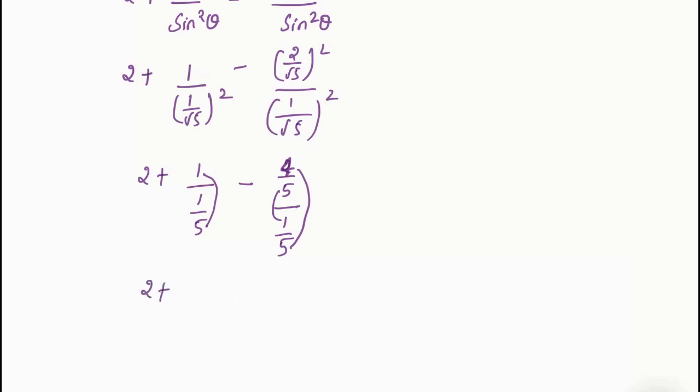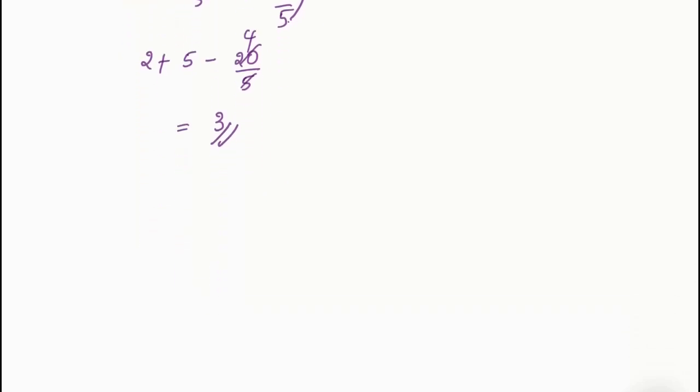So you get 2 plus 5 minus 5 fours are 20 by 5, correct? Cancel, you will get 4. So 2 plus 5 is 7. 7 minus 4 is 3. So we get the answer as 3 here. Is it clear to you all? How we are getting it? Okay, you are directly getting the answer as 3. Now this is how you do this type of questions.